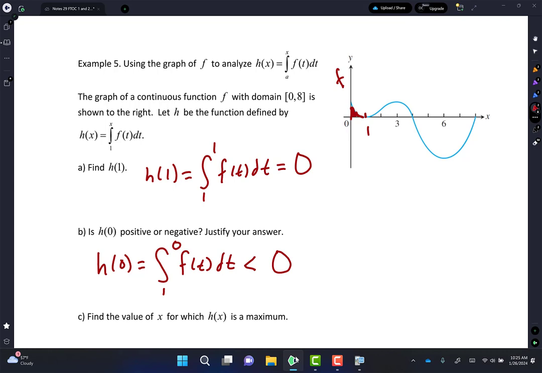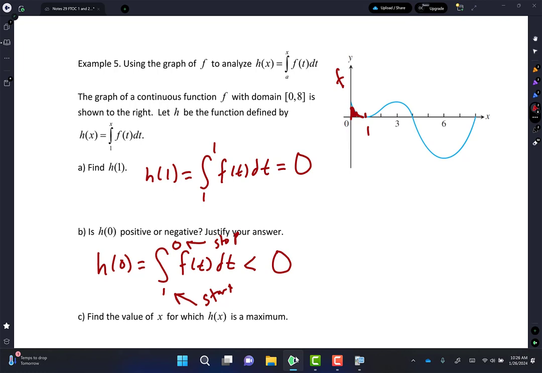Why is it negative? Oh, wait, because it's going from 0 to 1, not 1 to 0. You're going from 1 to 0. Remember that this is your start, and this is your stop. So I'm going backwards because the area is above the x-axis, but you're going backwards. It's going to be negative. Does that make sense? Or does that not make sense? Yeah. No? Okay. All right.